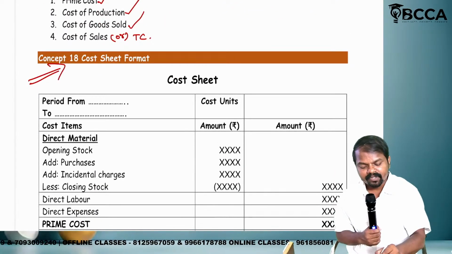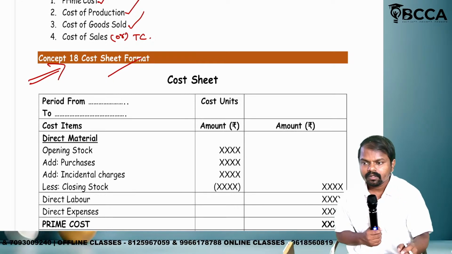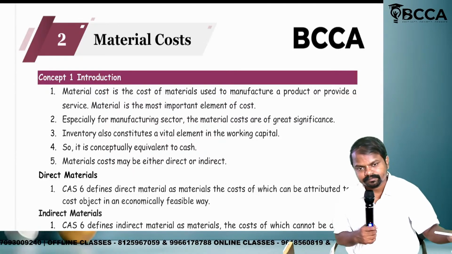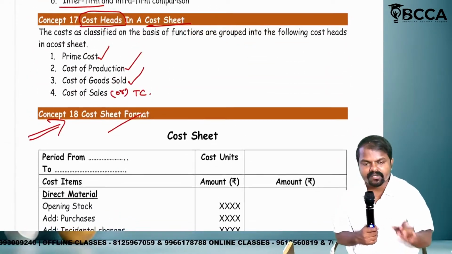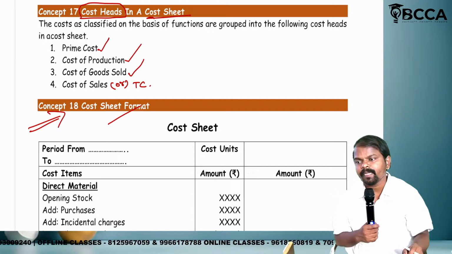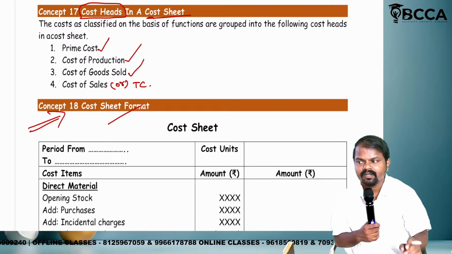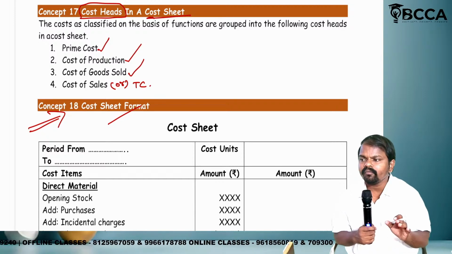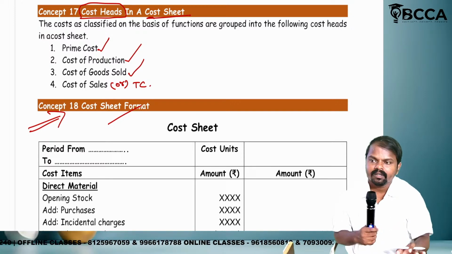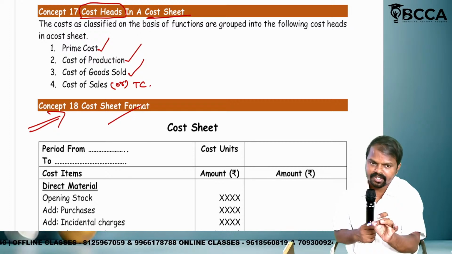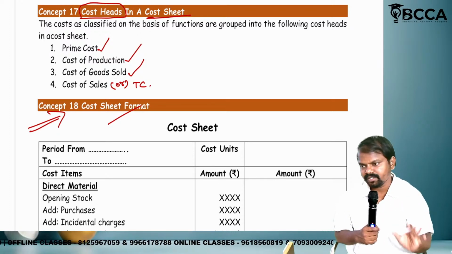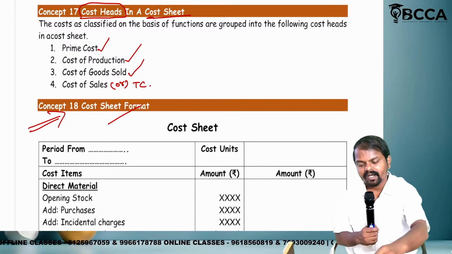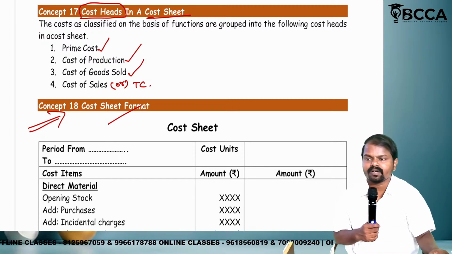Concept number 18. You know the format? We already solved the problems also. Chapter 1 is over. Concept number 18 is the last concept. Clear? Till now the discussion is clear? Till now we completed the introduction to costing as well as cost sheet. Remaining topics we will meet in the next class. Thank you so much.